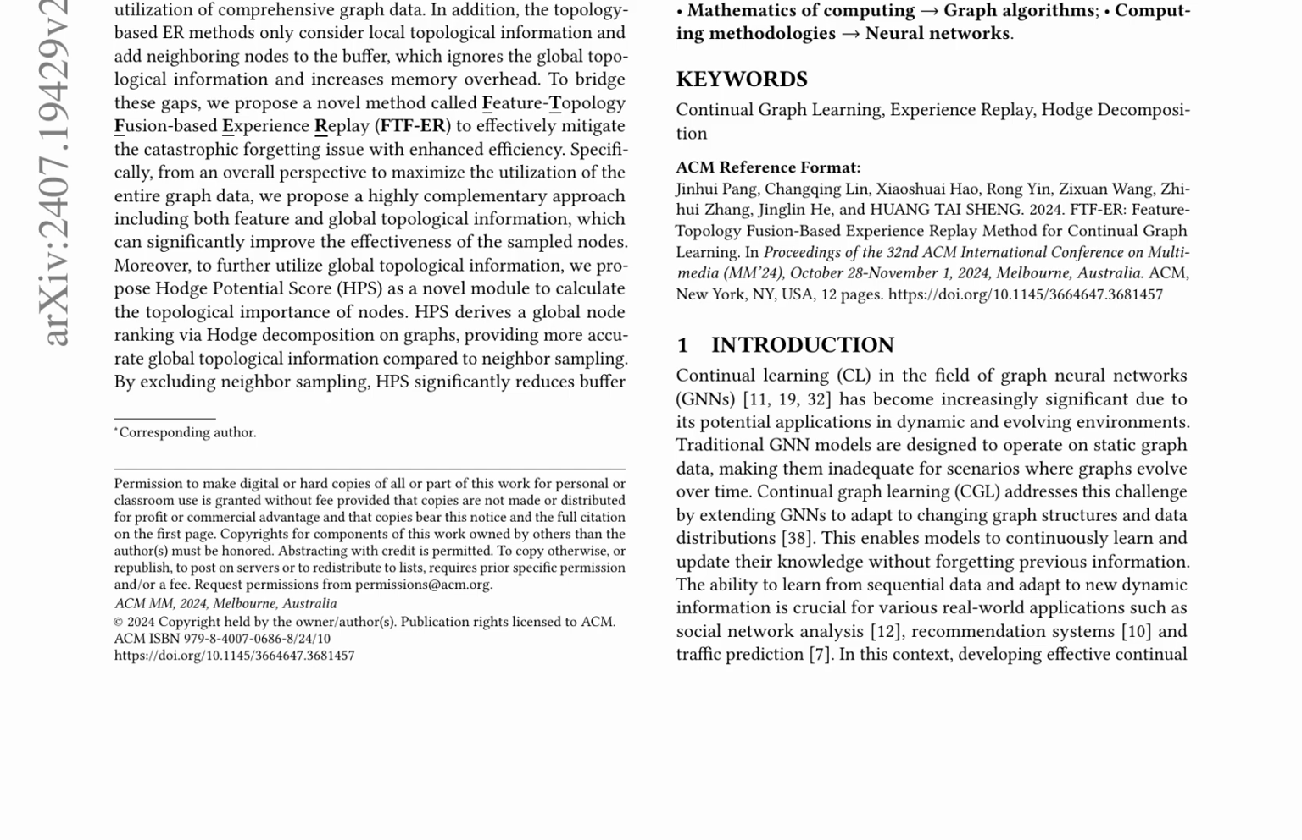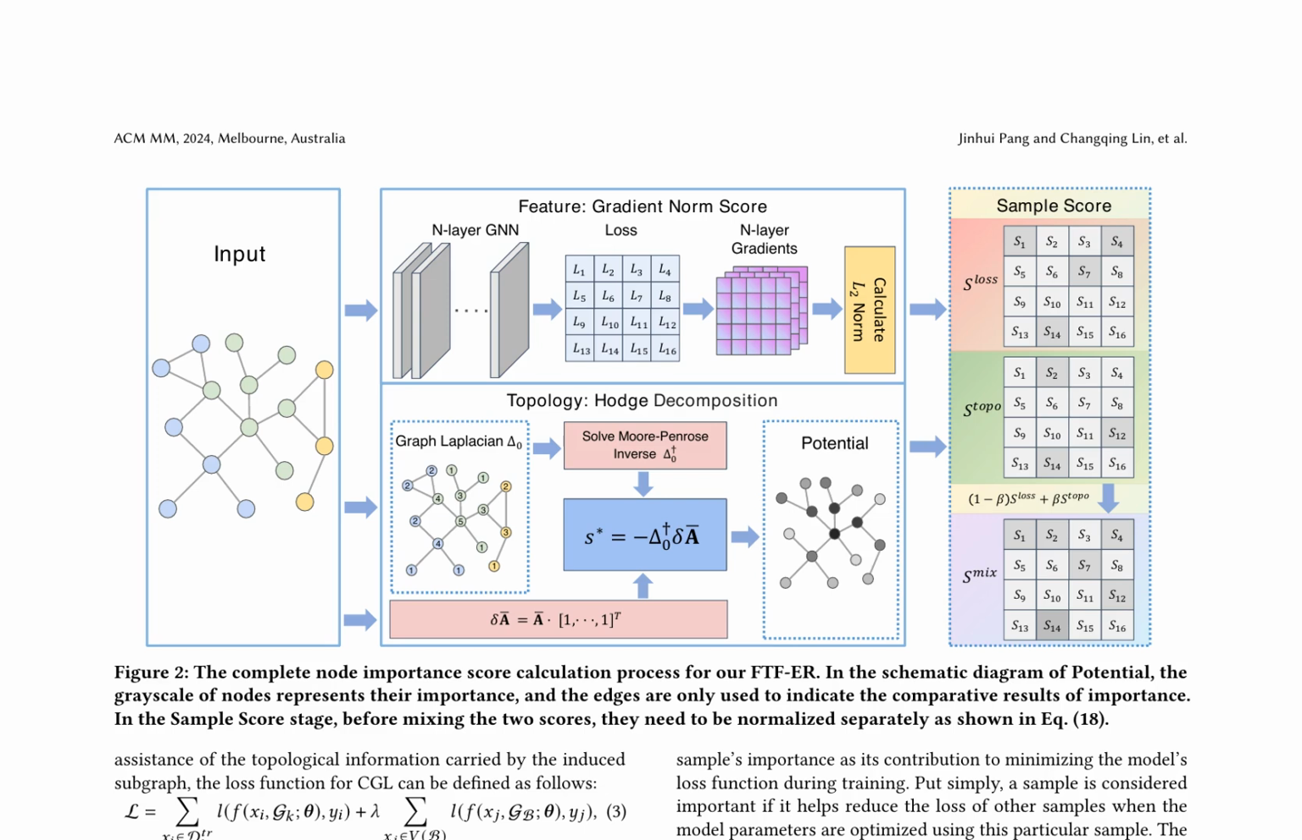HPS uses Hodge decomposition on graphs, HDG, to calculate the topological importance of nodes, providing more accurate global topological information compared to neighbor sampling. The FTF-ER workflow involves selecting nodes from each class based on importance scores to create induced subgraphs for the buffer. This enables the model to maintain classification performance across tasks. Experimental results on 4 mainstream graph datasets demonstrate that FTF-ER achieves state-of-the-art performance in the class-incremental learning setting, with significant improvements in accuracy and F1 score.